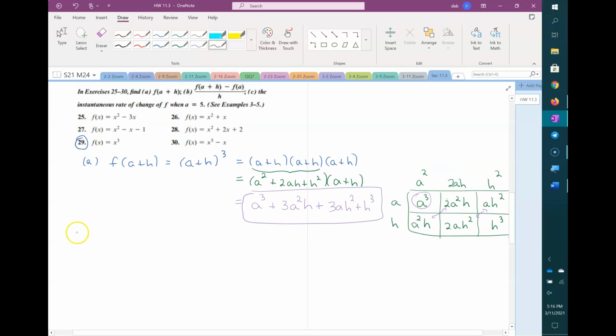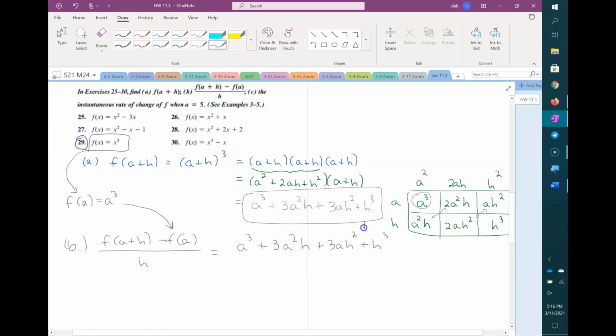Okay, then the next thing you're asked to do is find f of a plus h minus f of a, all over h. So take that part you just did, subtract off f of a, and then divide that by h. So if your function is f of x equals x cubed, then f of a is going to be a cubed, and that's what's going to go here in this second spot. So I'm going to have a cubed plus 3a squared h plus 3ah squared plus h cubed from above here, minus the f of a all over h.